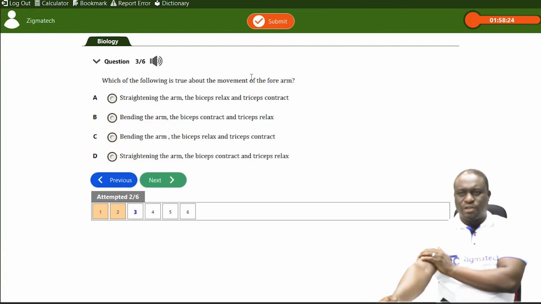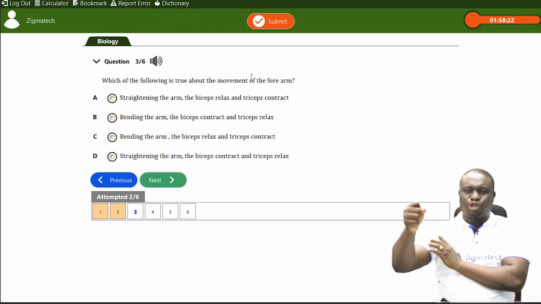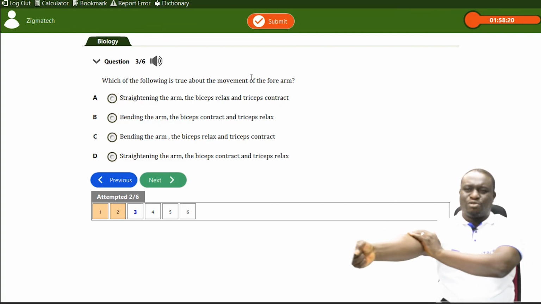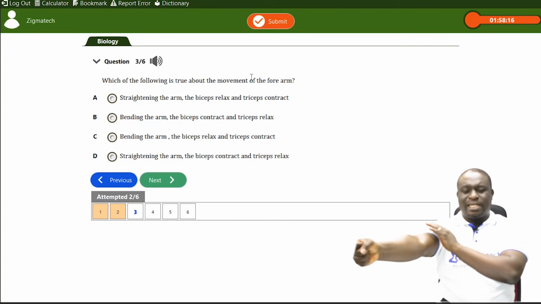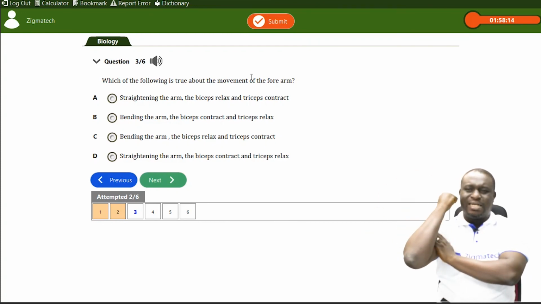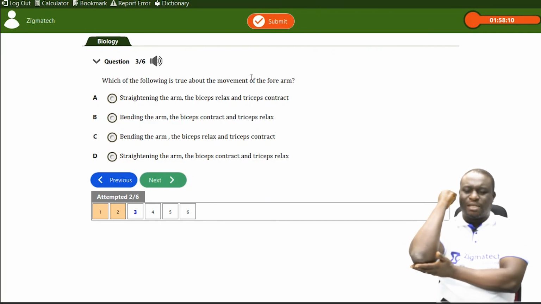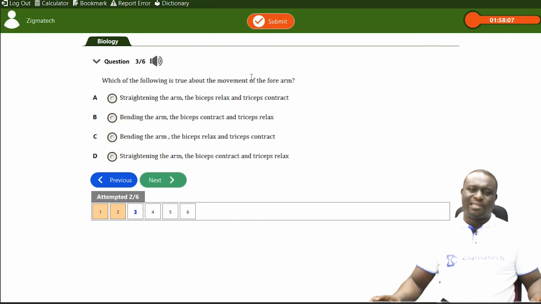The correct option: if you see option A, it says straightening the arm, the biceps relaxes and the triceps contracts, which is correct. And then option B says bending the arm, the biceps contracts, which is correct, and the triceps relaxes. So we have two answers there, option A and option B.